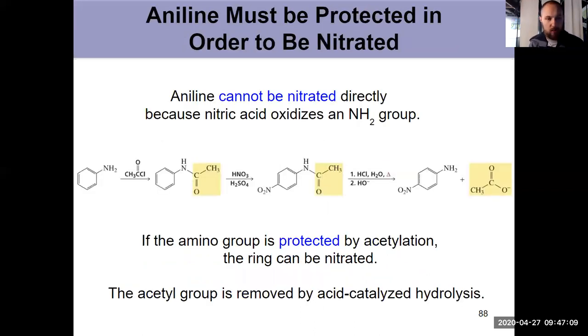One other note to pay attention to: aniline is tricky in terms of its reactivity. You also can't nitrate aniline because, remember, for nitration you have to use a mixture of nitric acid and sulfuric acid. Nitric acid is an oxidizing agent. It'll oxidize your NH2 group. So it's a much more involved synthetic procedure if you're trying to nitrate aniline. You first have to acetylate the amino group, then nitrate, then remove the acetyl group by an acid catalyzed hydrolysis. So just something to have on your radar, not necessarily to commit to memory.